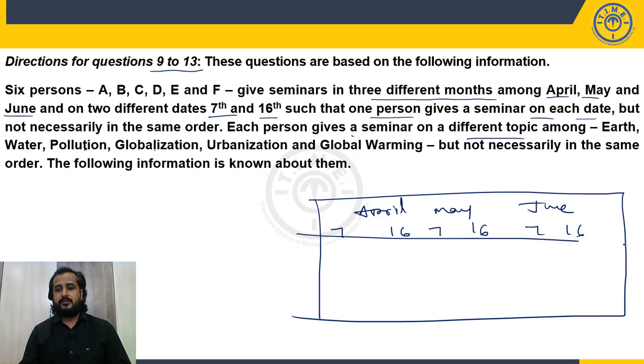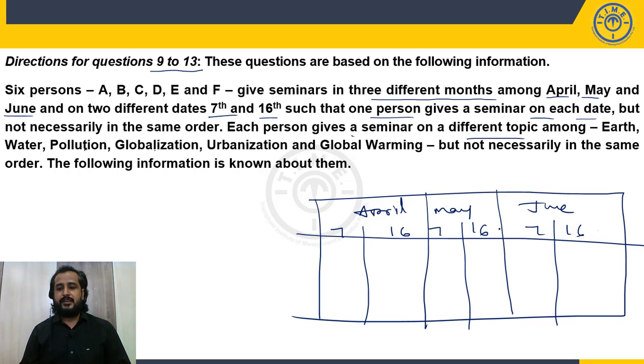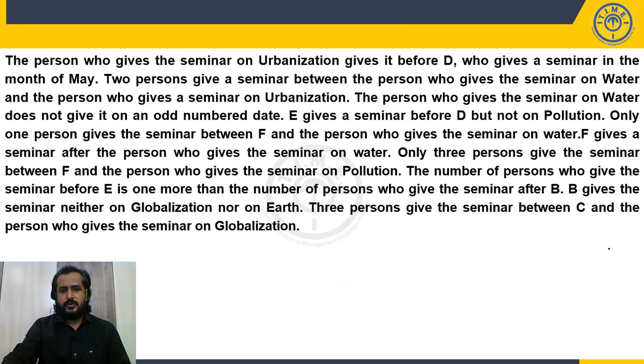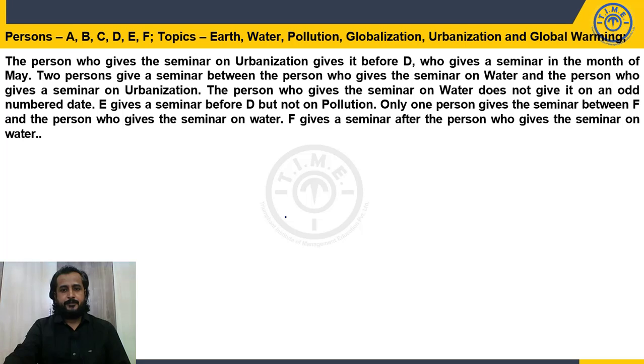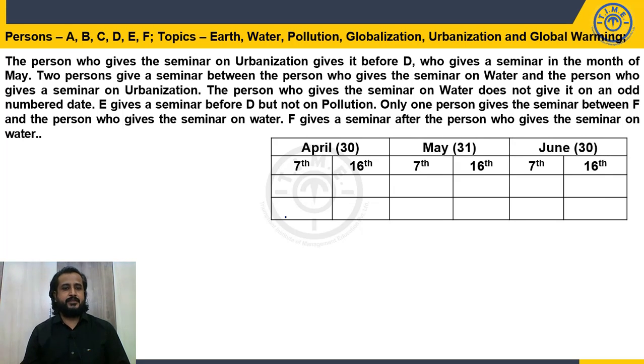Now in this basic structure, what are we going to freeze? Who gave seminar on April 7th? Who gave seminar on April 16th? Who gave seminar on May 7th, 16th? Who gave seminar on June 7th and 16th, and on which topics? That we are going to identify. Clear? Now, let's go through the clues. We'll take part of this information and complete some arrangement, and then we'll take the remaining information. Now what is the basic structure? This is our basic structure.